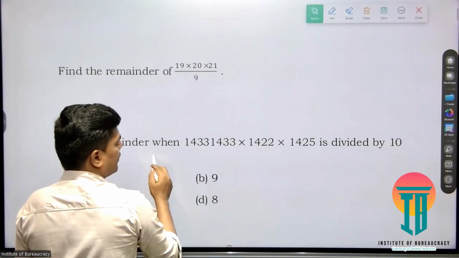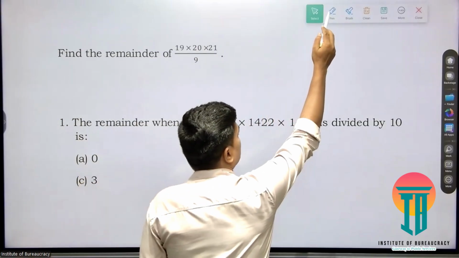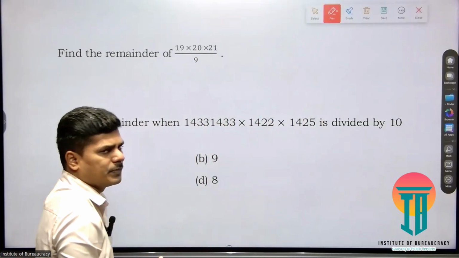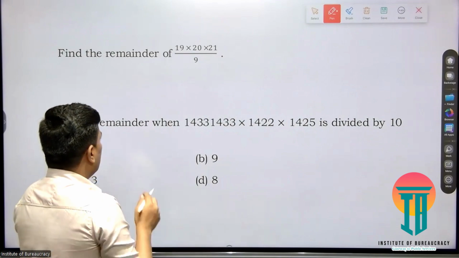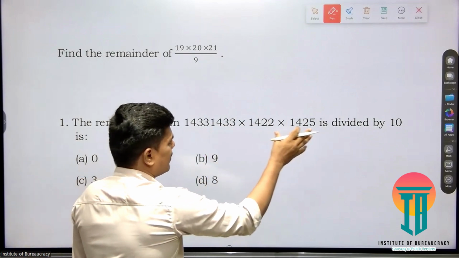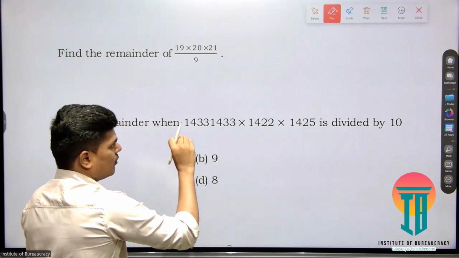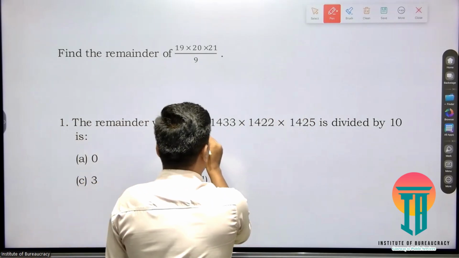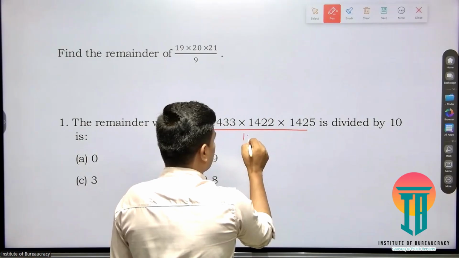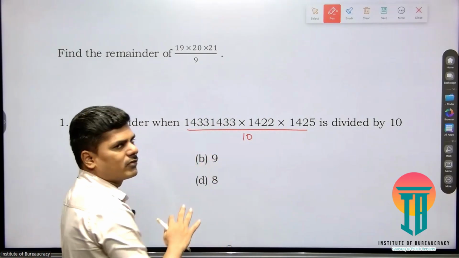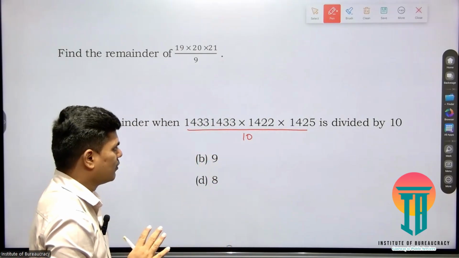First, let me take this example. This question is a PYQ. Find the remainder when this number is divided by 10. So you are going to divide this number by 10. If you divide by 10, what is going to come as the remainder? That's what you want to find.